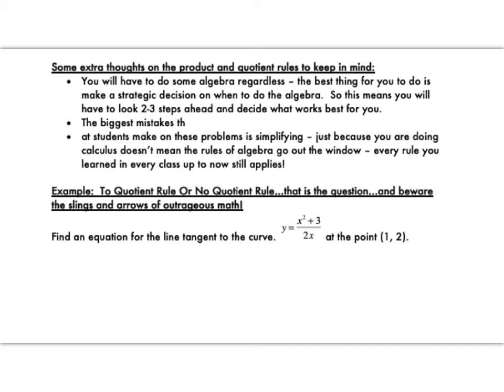And here's the task, finding the equation of the line tangent to the curve y is equal to x squared plus 3, and that's going to be divided by 2x. And when I see this, the first thing that comes to mind is I probably want to do the breaking up trick, because I got the point, I just need the slope. So let's just go ahead and break this up.